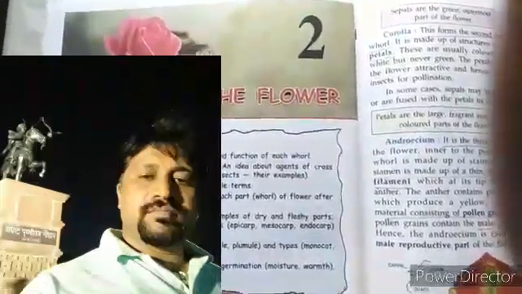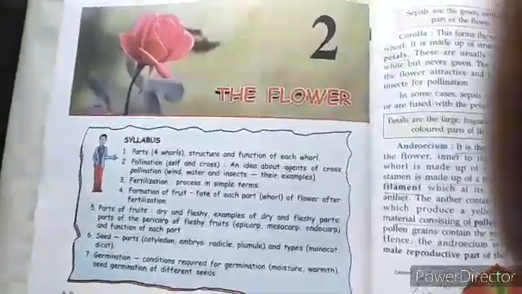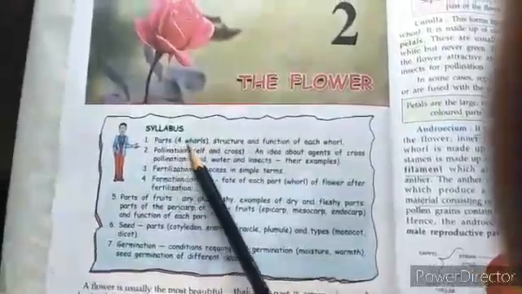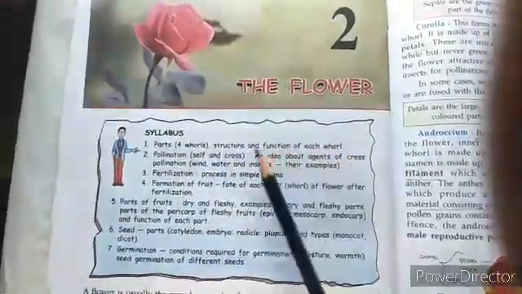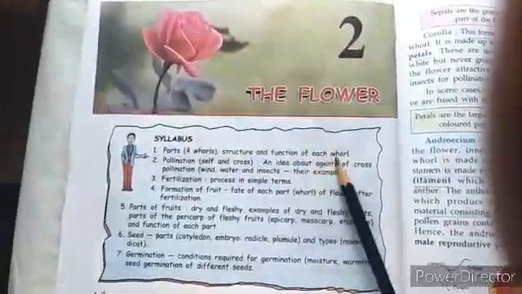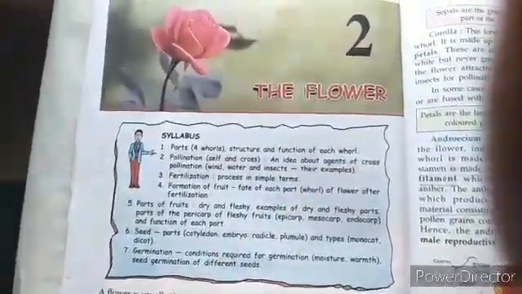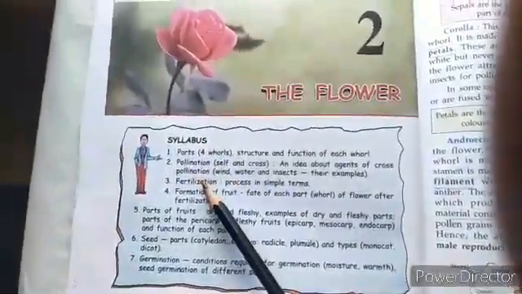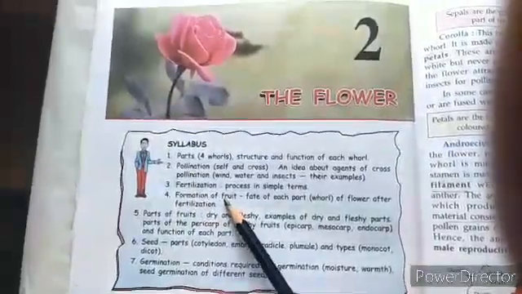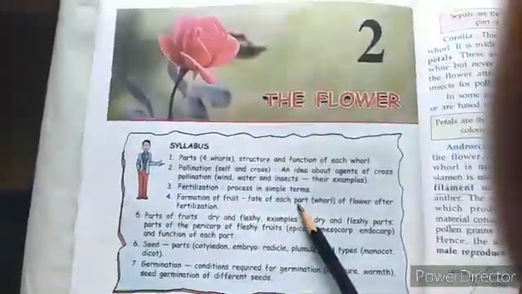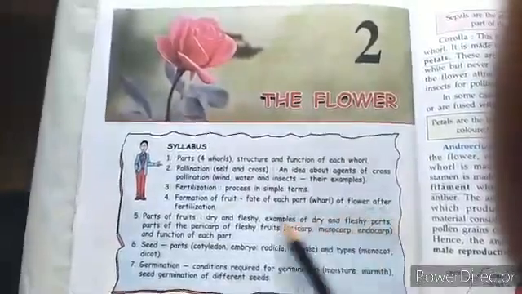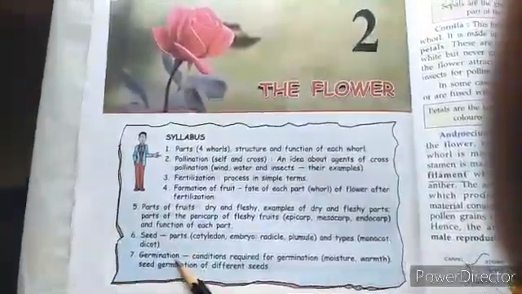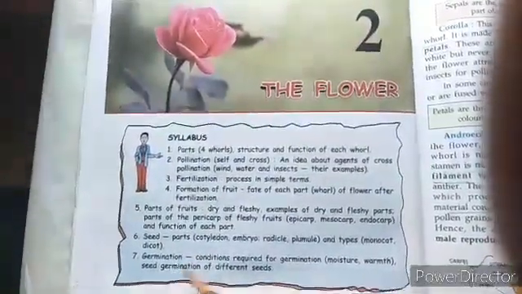Today's lesson, the second lesson of biology for grade 6, is the flower. We will be covering the parts of the flower, the structure and the function of each whorl. In the following videos after this, we will be covering pollination, fertilization of fruit, fate of each part of the flower after fertilization, parts of fruits, seeds, germination. So let us start.